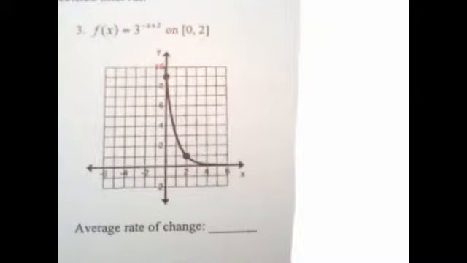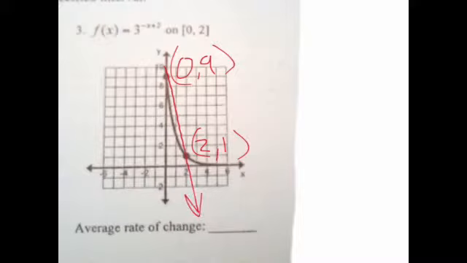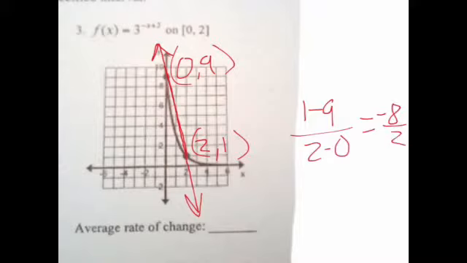The coordinates here are 0, 9, and the coordinates over here are 2, 1. The line that goes between them looks like this. If you want to get your average rate of change, you do the 1 minus the 9, and you put that over the 2 minus the 0. That's going to give you -8 on top and 2 on the bottom, so I get an average rate of change of just -4.